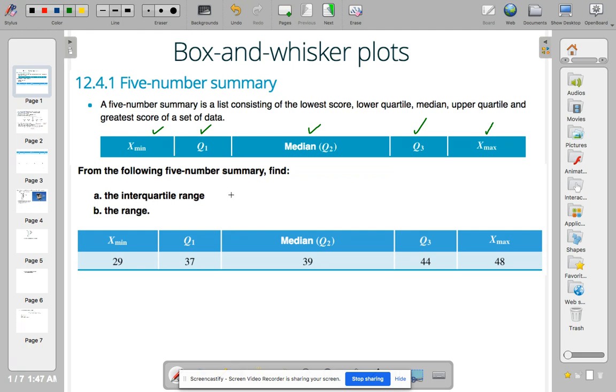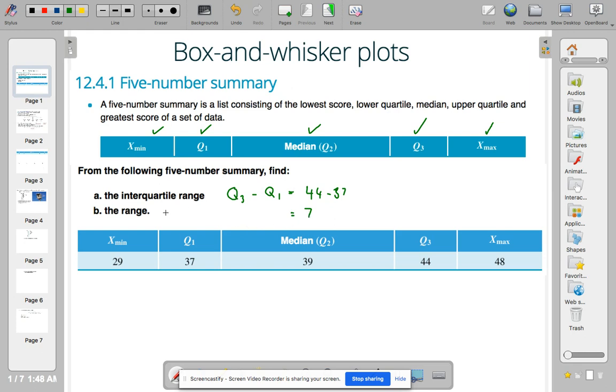So the interquartile range is the difference between Q3 minus Q1. Q3 is 44, just read it off the table. Q1 is 37. 44 minus 37 equals 7. So the interquartile range is 7.